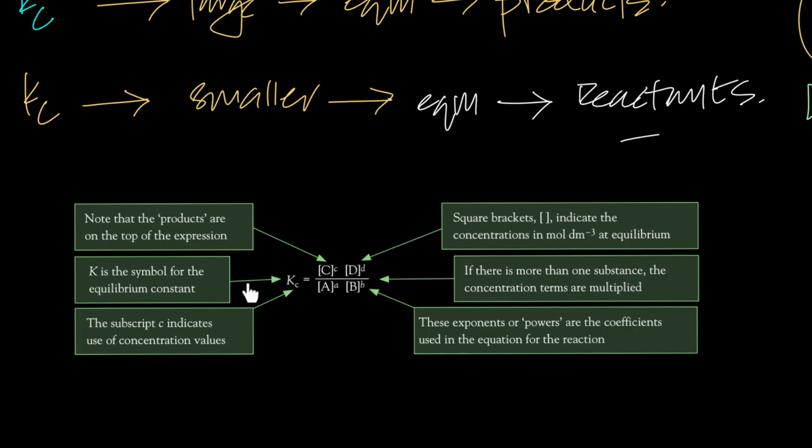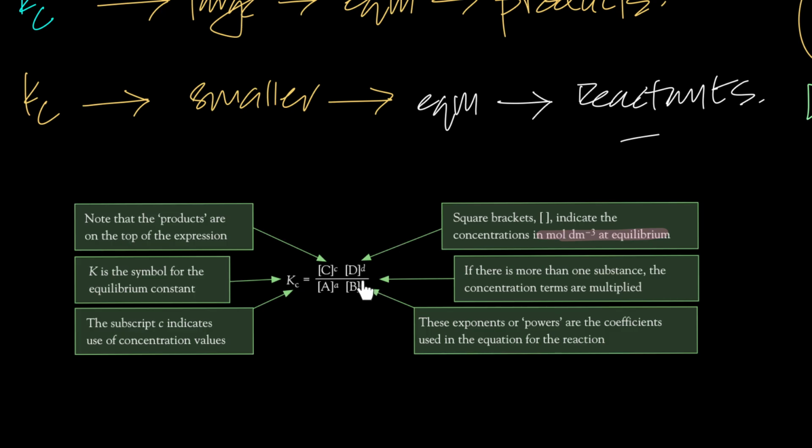And K is the symbol for equilibrium constant. C is basically the idea. We write C here because we're using the idea of concentration, and the concentration idea is represented by the square brackets. These square brackets indicate that concentrations are in mole per dm cubed at equilibrium. Now you know that these are the concentrations at equilibrium. Very important. And if there's more than one substance, they are just multiplied here. Like if you have C product, D product, if E product is here, E would be multiplied here, raised to the power of its coefficient.